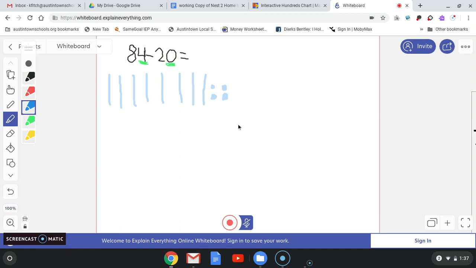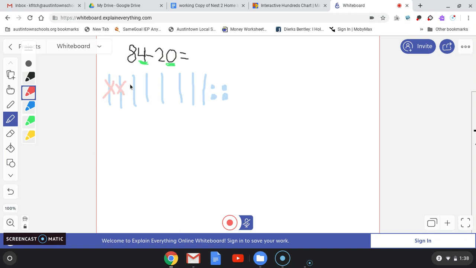All right, so we have 84, and we're taking away 20. If I'm taking away 20, 20 is a tens number. How many of these tens do I have to cross off? Very good, 2 of them. I need to take away 10, 20, okay? Remember, 20 is a tens number. I'm not going to get rid of these little ones here. That wouldn't give me enough, okay? That's only giving me 1, 2, 3, 4. I need to take away 20, so I need to take away 10, 20.